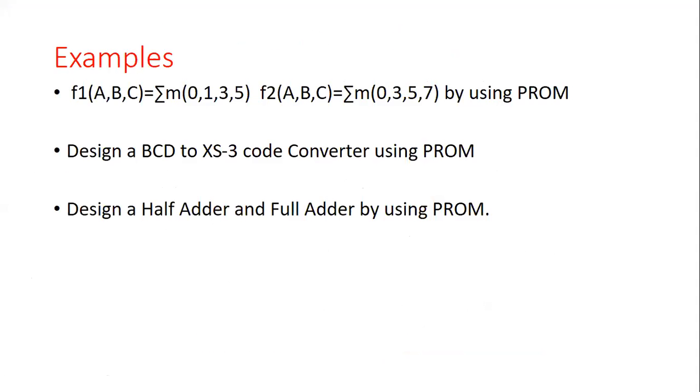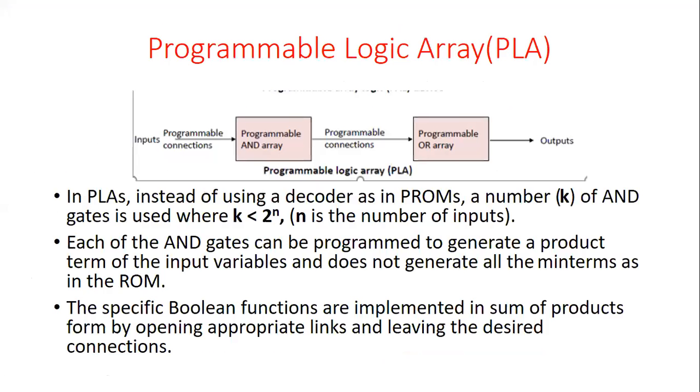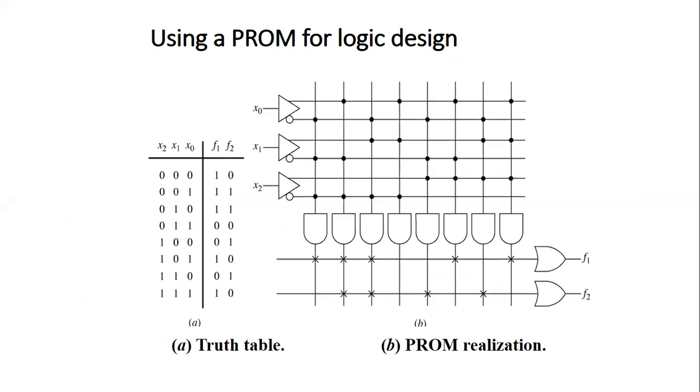Now what we are going to do is discuss the next topic, which is the programmable logic array. When we are considering this programmable logic array, we have a programmable AND array and also a programmable OR array. So what is the main drawback in the PROM? Here we are using a decoder, that is a fixed AND array and a programmable OR array. Whether those minterms are necessary or not, we are taking all the minterms together and generating the corresponding f1 and f2 values.